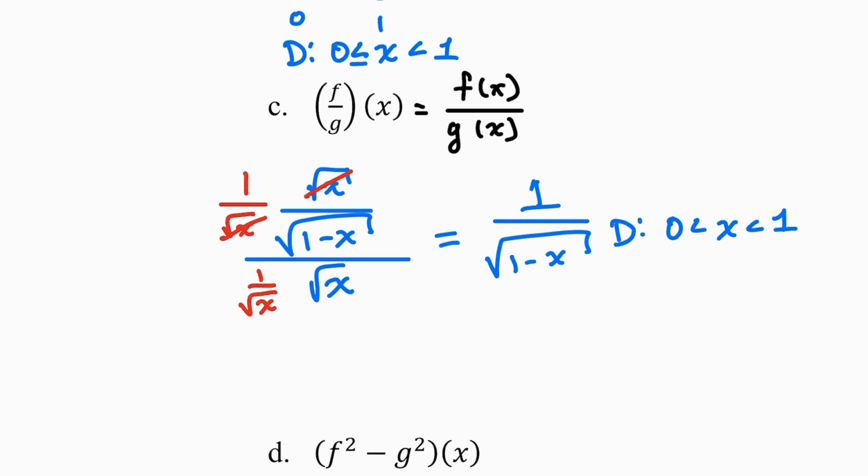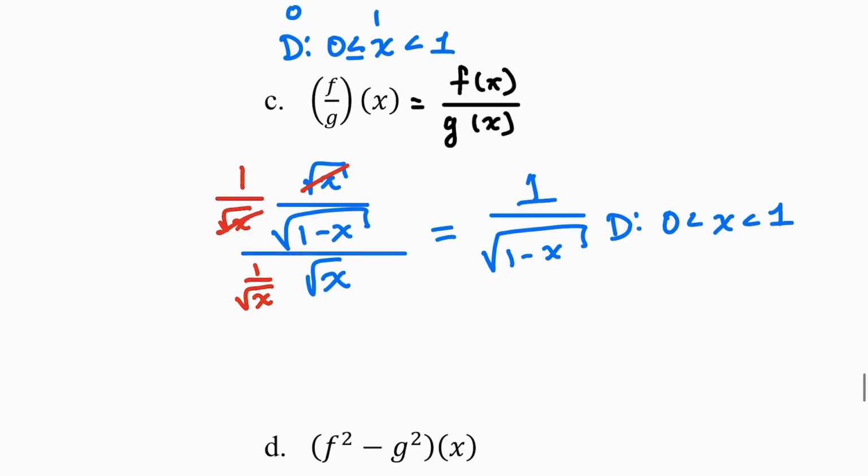So this is how you're going to end up restricting your domain even further, dependent on the problem. And it has to work for every single step of your simplification.